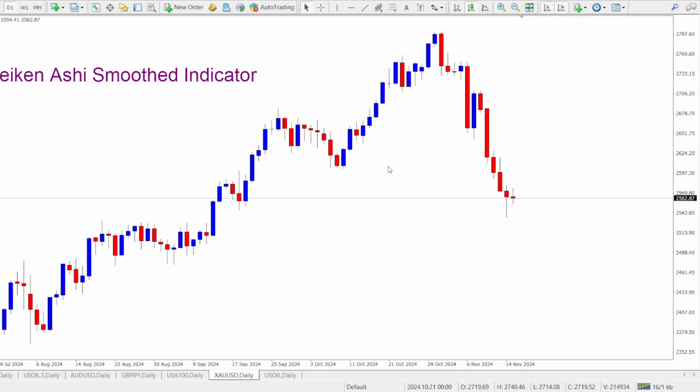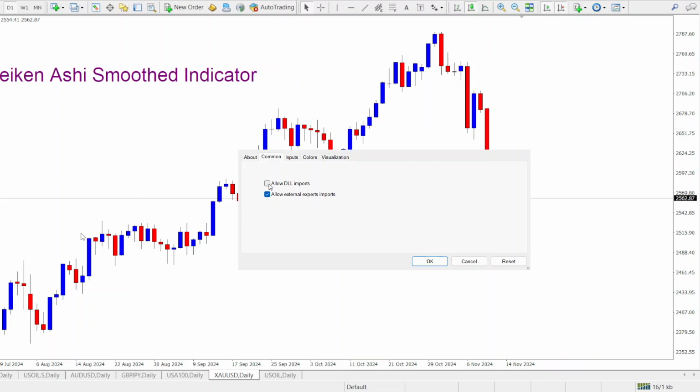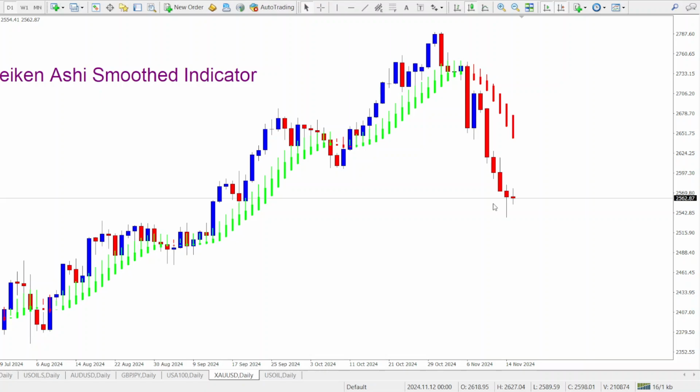All right, so this is the indicator we are going to be talking about in this video. Now this indicator is quite unlike the standard Heiken Ashi. I'm just going to be adding the indicator to the chart right away. I'm going to be inserting it, custom indicator. This is how the Heiken Ashi Smoothed Indicator looks.